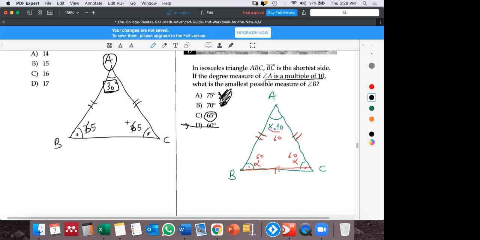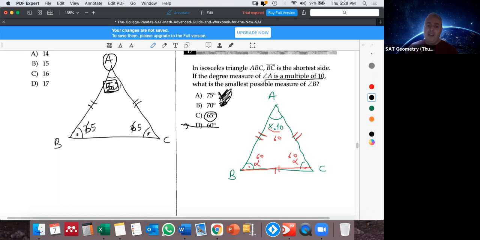Yes, it does. 65, 130, so 50. That's it, finished. Why finished? Small angle, small side. The question says this is the shortest, so big angle, big side. So that's it. The answer is 65.